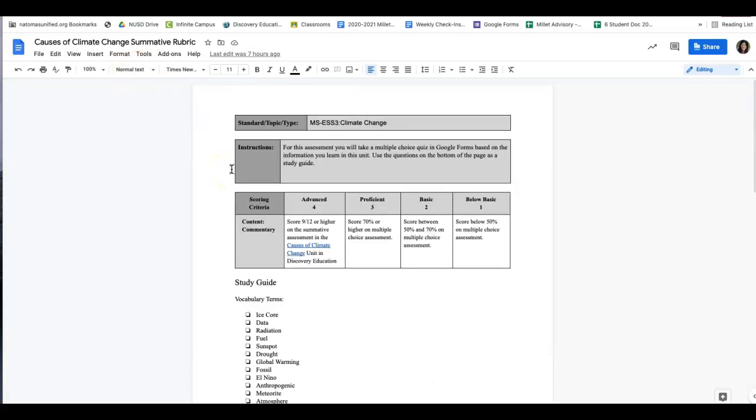Okay. So go ahead, take a look at this. Make sure you got it all. When you do, you can move on to the next section in your digital science notebook.